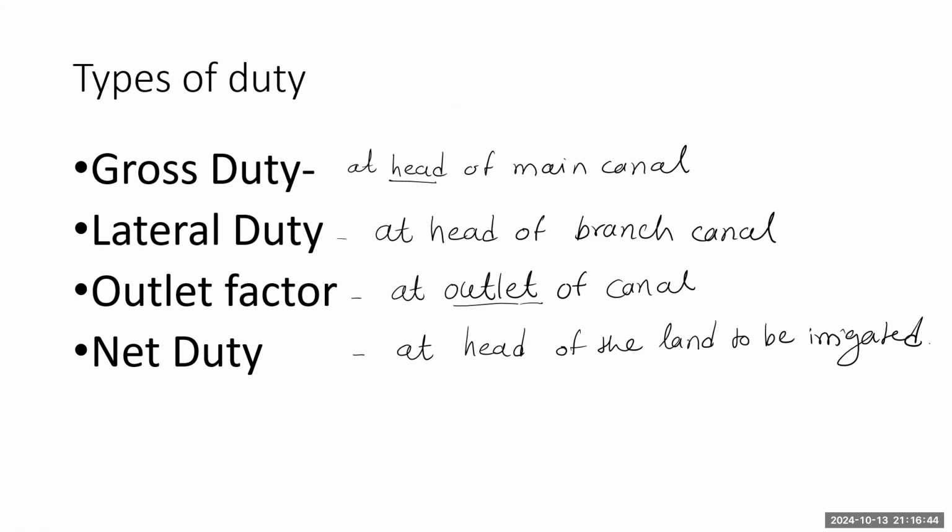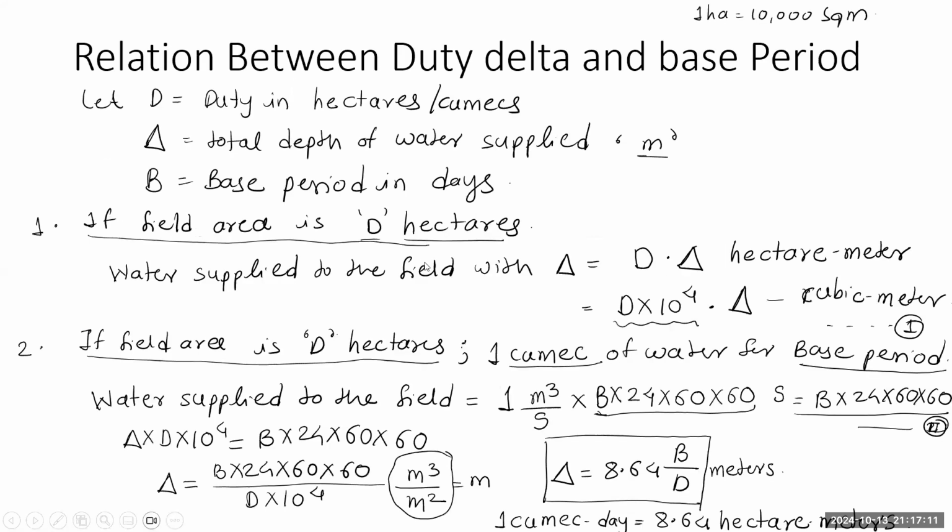Next is outlet factor. It is the duty measured at the outlet of the canal. And the net duty is the duty measured at the head of the land to be irrigated. Okay, that is point C. The net duty is duty at point C. Gross duty is duty at point A. Lateral duty is duty at point B. Okay, so these are the types of duty.